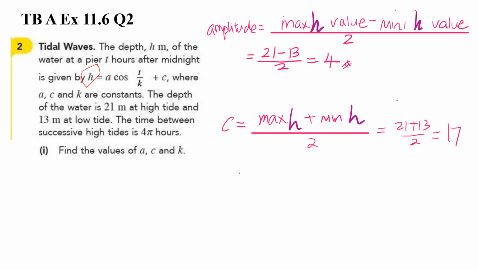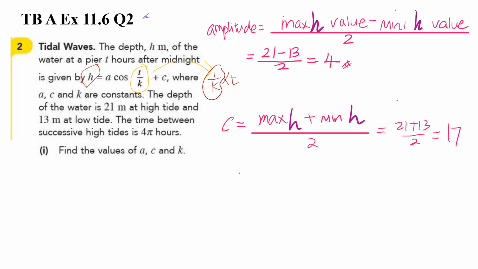All right, and then the time between the two tides, high tide and low tide, is 4 pi hours. That will tell you the period is 4 pi. The only thing to watch out for is here you have to be a bit careful. Why careful? Because you will need to write it as 1 over k times t, so that the value for B, when you sub into the formula to find your period, is correct.